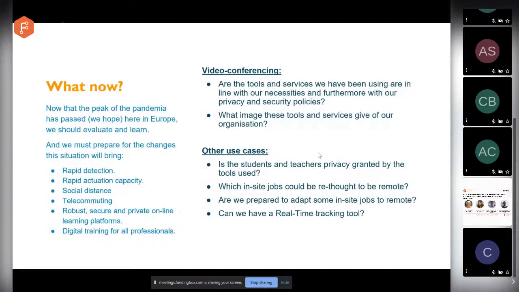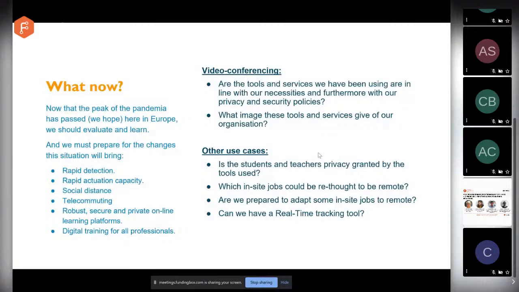Of course, we will need rapid detection, rapid actuation capacity, not only for cities or government, but also companies. From small to big companies will need to adapt quickly if they have a new case. Of course, they will also try to run social distancing in workplaces. They may be offering telecommuting to risk population. And for that, we think we need to prepare and support more robust, secure online learning platforms for schools and for digital training.